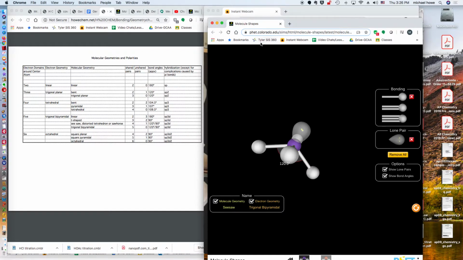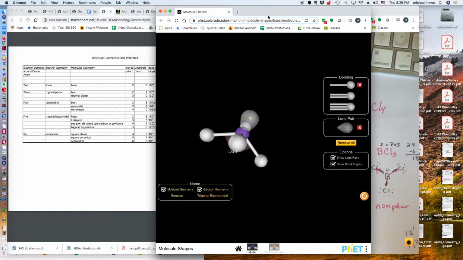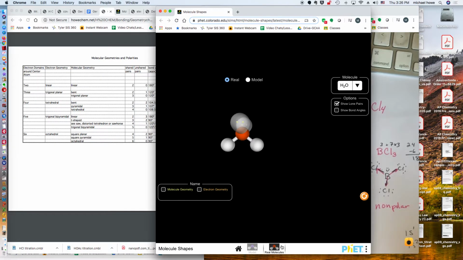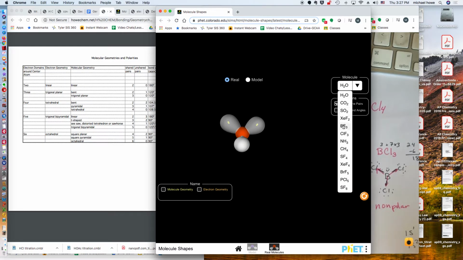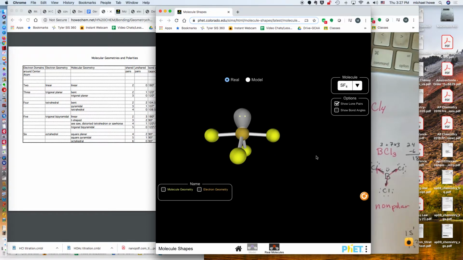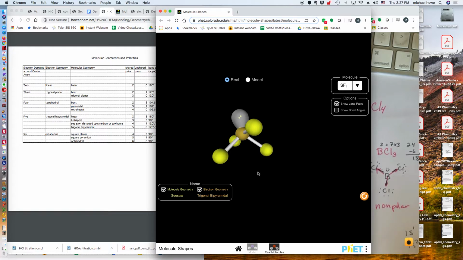And let me go back now to the real molecules. So this one is water. And you can see these other molecules exist here. You can pull them up and look at them. SF4, so that's one of those seesaws. See it? In reality, it would kind of look like that. Electron geometry would be trigonal bipyramidal because there's 5 domains. Molecular geometry is seesaw.